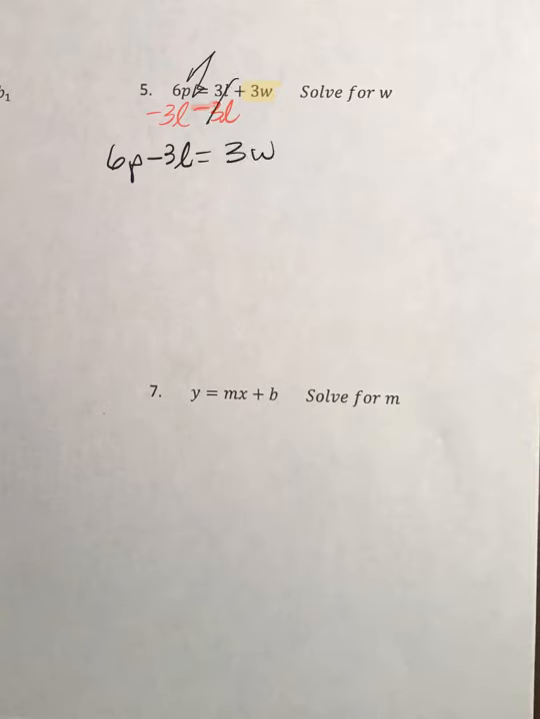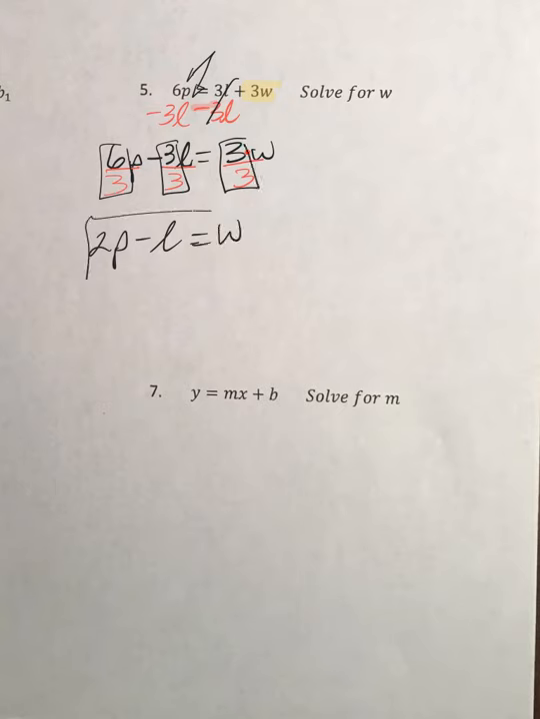So now we can undo multiplying by 3 by dividing by 3. And remember, if you multiply or divide, you must do it to every single term. And then you must simplify if possible. 6 divided by 3 is 2p. 3 divided by 3 is 1, so that leaves you 1l, or just l. And 3 divided by 3 is 1, and 1 times w is just w. So now we've got w by itself.